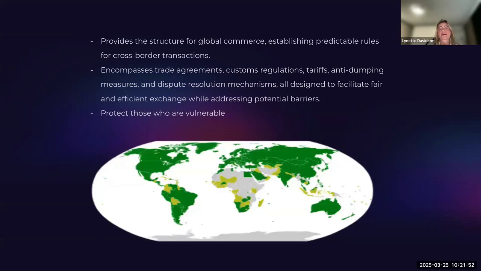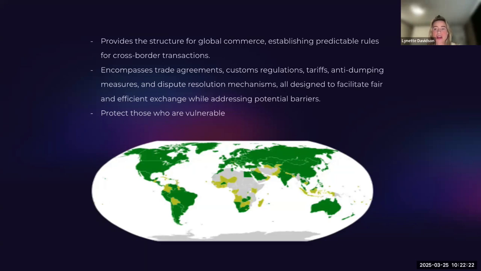Now, if we look at the map, we can see that there are like 164 countries involved. And international trade law basically provides the structure for global commerce. It will help to establish predictable rules. You can think about cross-border transactions when you buy something from a different country. And we can think about trade agreements, customs regulations, tariffs, anti-dumping measures, and dispute resolution mechanisms.